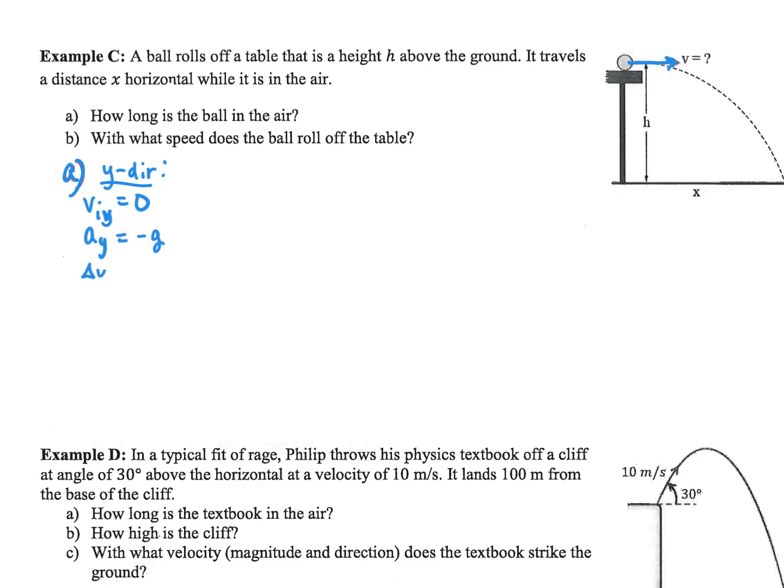Do we know delta y? How far did it fall? Negative h, right? Because we're calling this what, 0? It is a height h above the ground, so we're considering that 0, aren't we? All right, so we've got that at negative h, and we don't know time, do we? But we could find it, couldn't we? What does it look like we can use? Delta y equals what? The initial in the y direction, t plus 1/2 a t squared. So this is negative h.